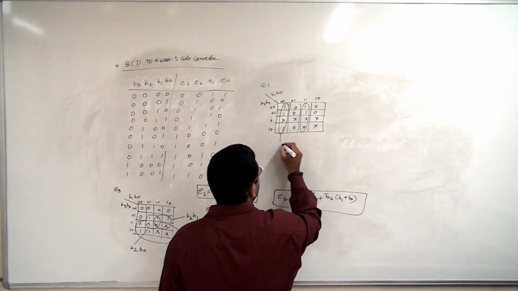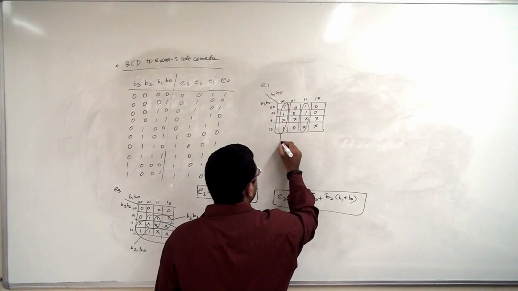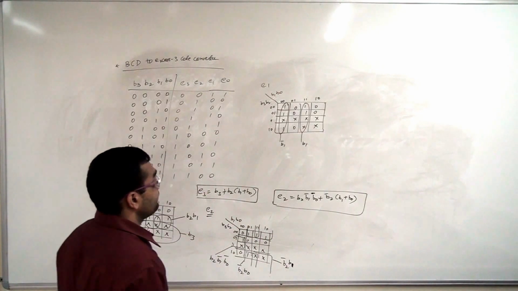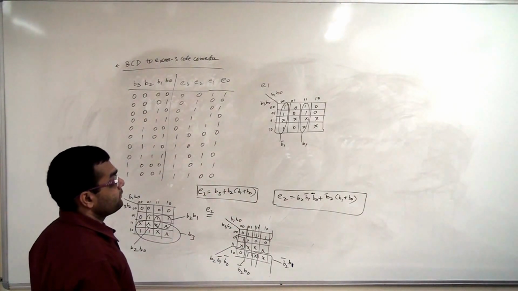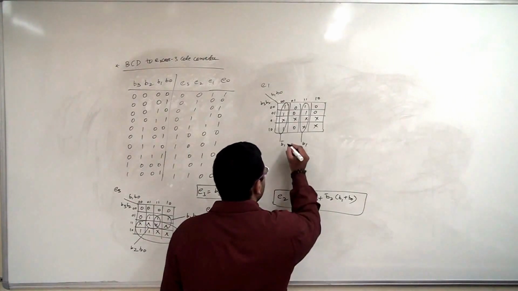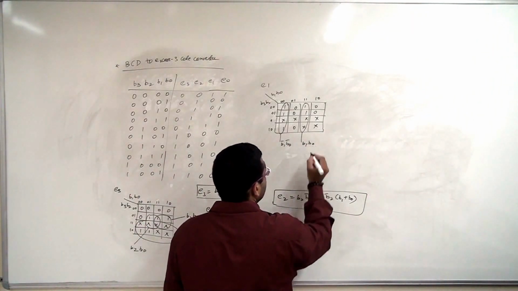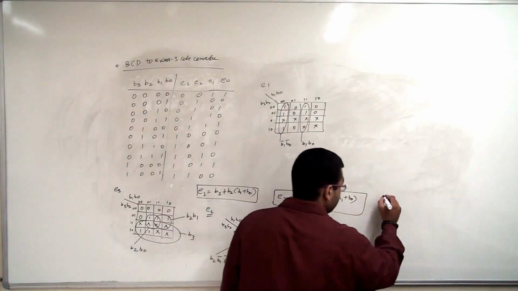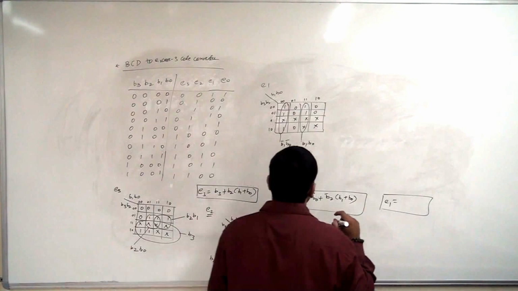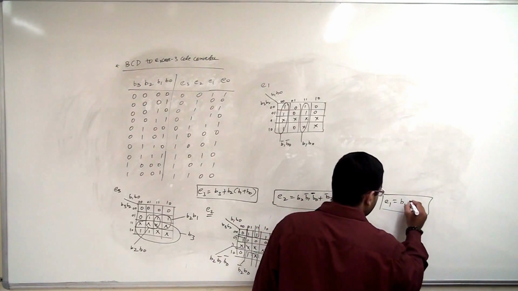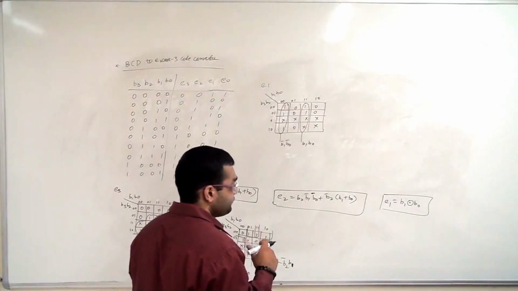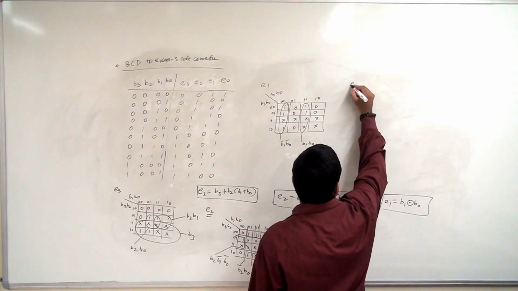From here I get B1 bar, from here I get B1. Sorry, from this I get B1 bar, B0 bar, B1, B0. So what is the equation of E1? E1 is actually B1 XNOR B0. Alright, from our gates knowledge we know this. And lastly is the K-map for E0.